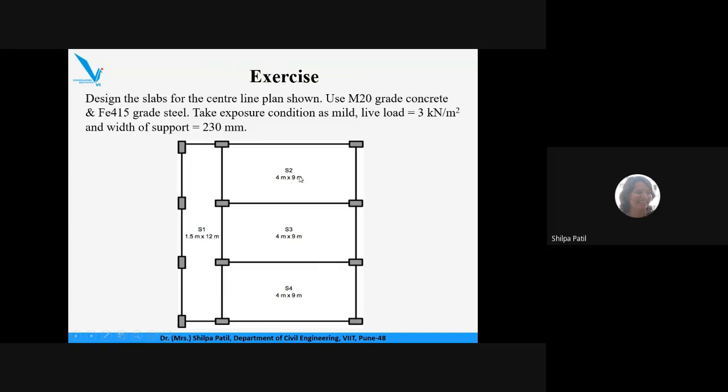Okay, so for all these three slabs, the dimensions are the same. 4 meter by 9 meter. So Lx is 4 meter, Ly is 9 meter. So Ly by Lx ratio is greater than 2. So this is a one-way slab, and the slab will span in the shorter direction, that is along 4 meter. It means along the 4 meter span, we have to provide the main reinforcement, and along the other direction, that is along 9 meter span, we have to provide the distribution steel. Okay, so let us start with the first step, that is finding the trial depth.